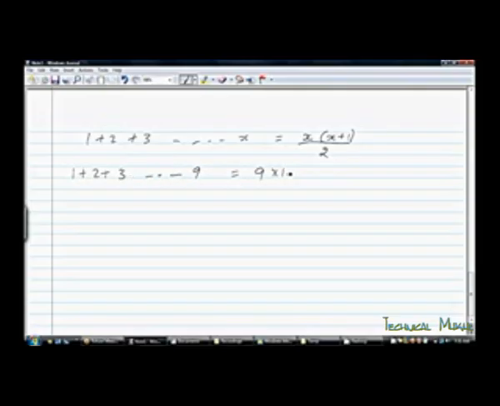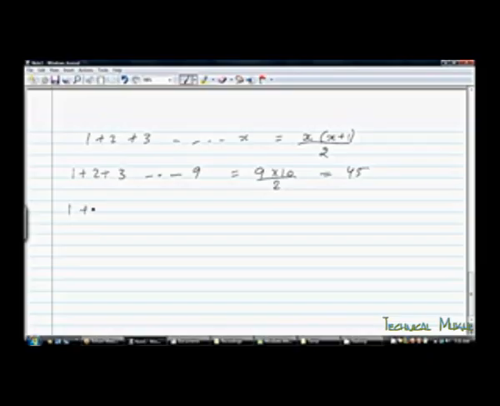Hi everyone. Today I will show you how to add numbers in series. For example, if I have to add 1 plus 2 plus 3 up to x, then the sum will be x into (x plus 1) divided by 2. For example, if I have numbers from 1 plus 2 plus 3 up to 9, then all I have to do is multiply 9 by 10 and divide by 2. So that will be 45.